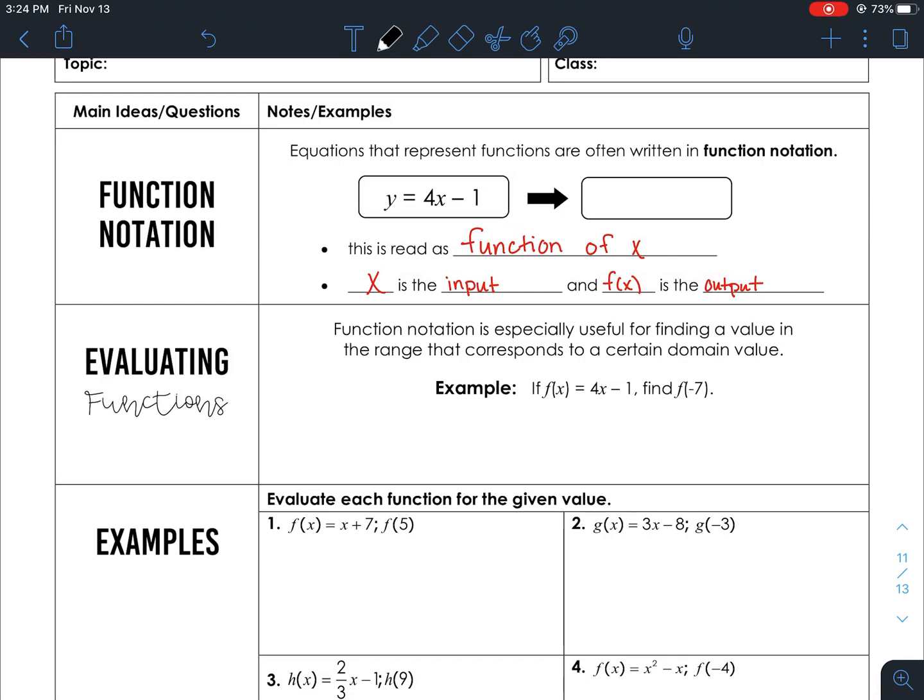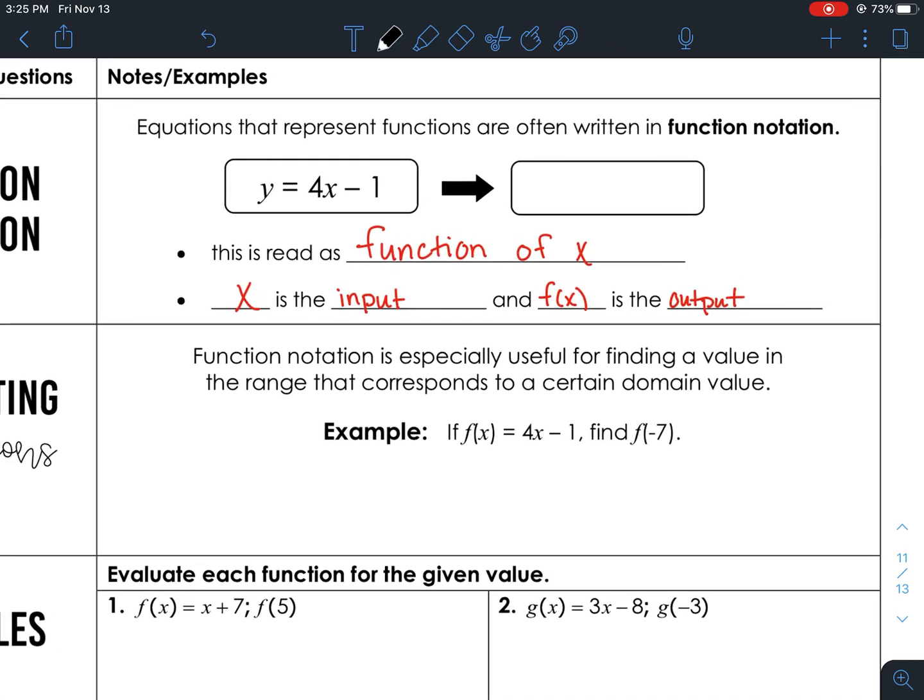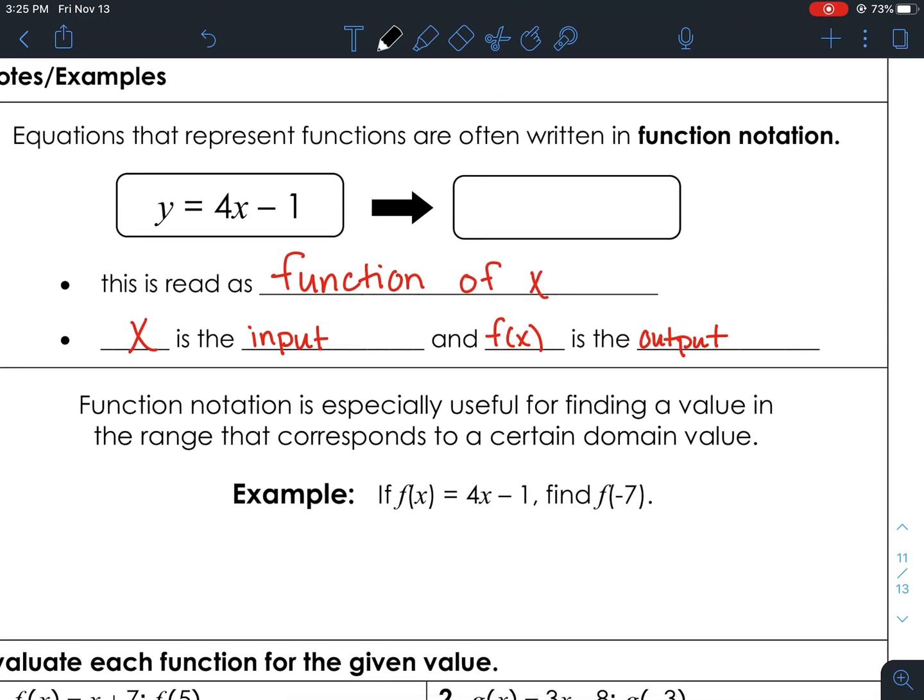Alrighty, this is our last little section, function notation. So we have typically always written our functions as y equals, some junk with some x in it. So there's another way that we can write this called function notation. And when we write function notation, all we're doing is we're replacing that y with f of x. So we have f of x equals 4x minus 1.